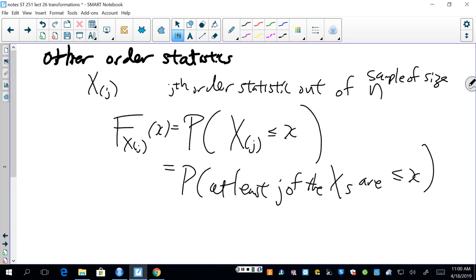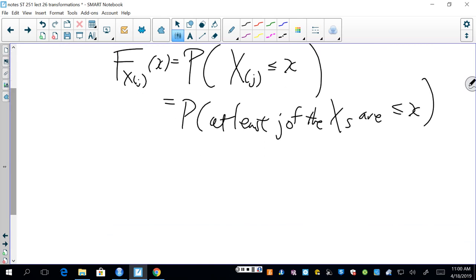A little bit more complicated, right? You have to have at least j of them less than or equal to x, and the others can be bigger. So to get something like that, there's a lot of different possibilities. You can have them all. If all of them are less than x, then the jth one certainly is less than x too. So we can have some j to n of them less than x.